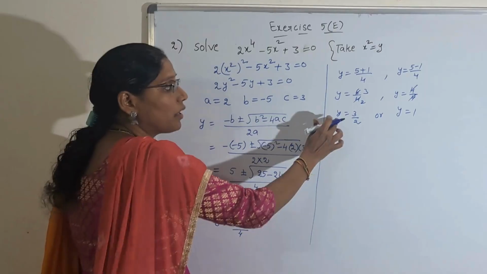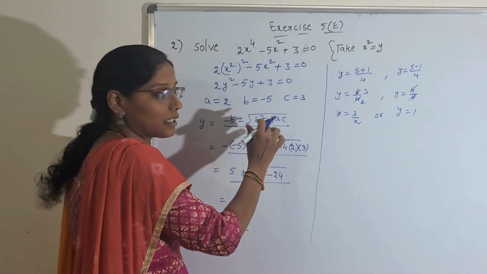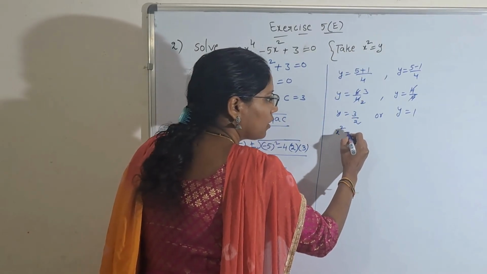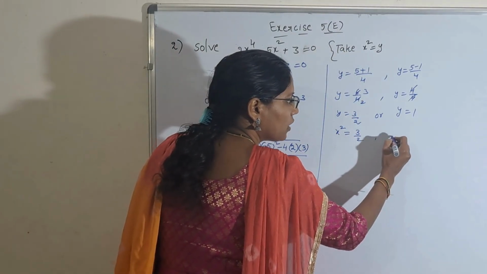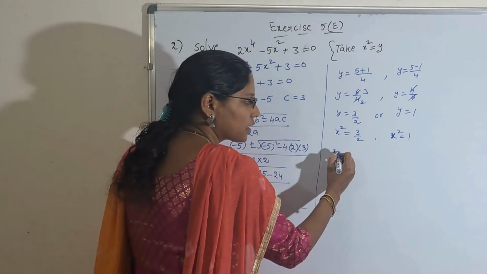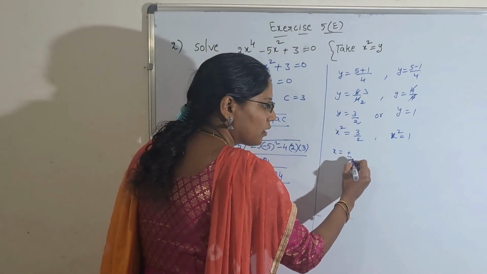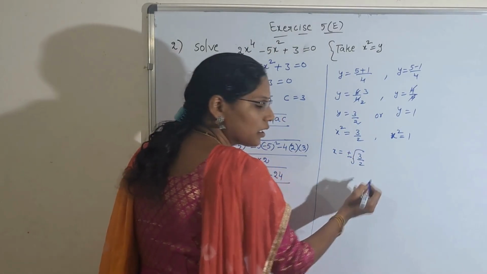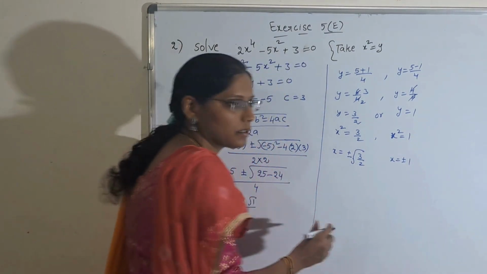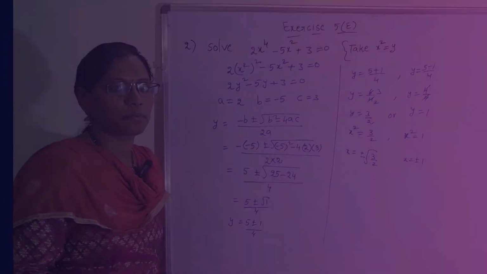This is y, but we need x values here. So y is equal to what we took? x square. Here x square is equal to 3 by 2, and x square is equal to 1. Here x is equal to plus or minus root 3 by 2. Here x is equal to plus or minus 1. These are the roots of x.